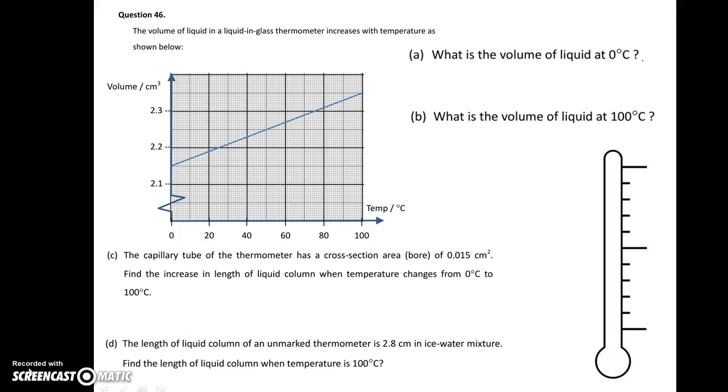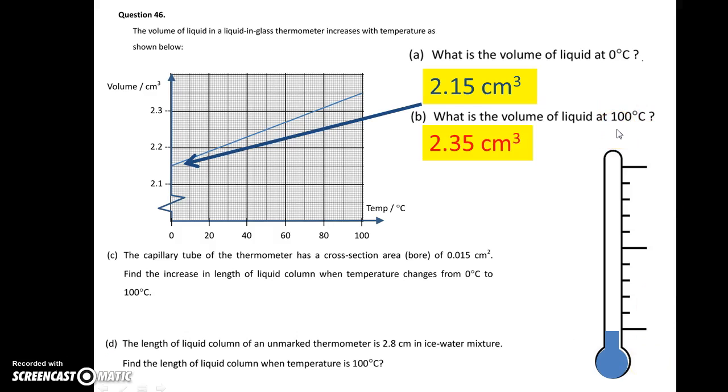Question 46. In part A, you are asked to find the volume of liquid at 0 degrees Celsius. You can read it from the graph easily, and that is the volume in blue at the bottom right. And then you are asked to find the volume of liquid at 100 degrees Celsius. You may also read it easily from the graph, and that is the volume in red in the picture.